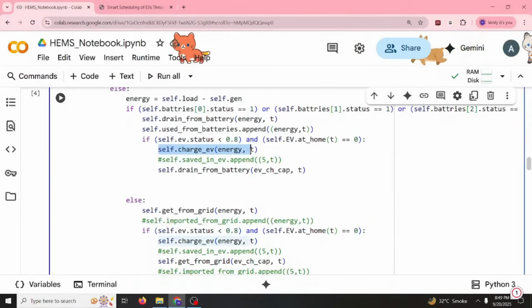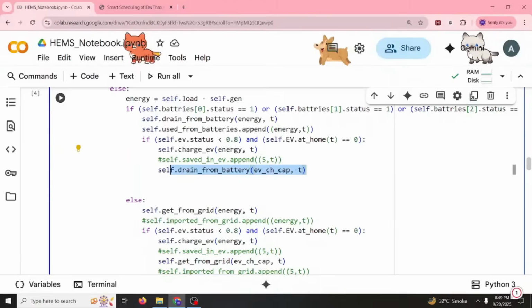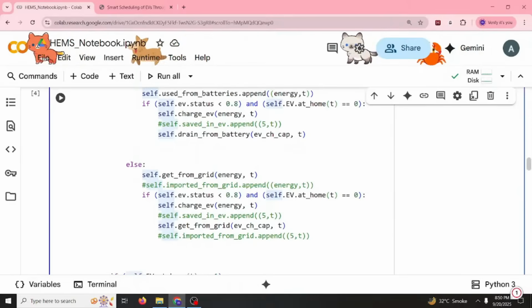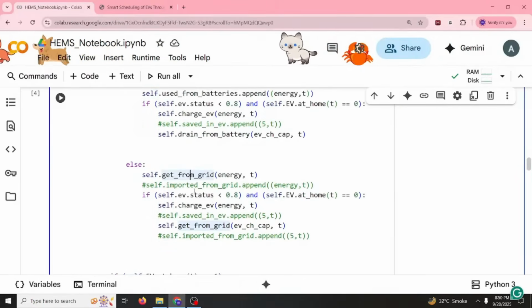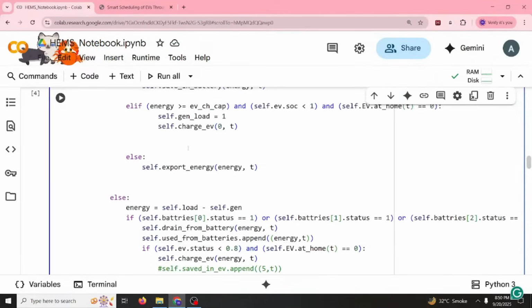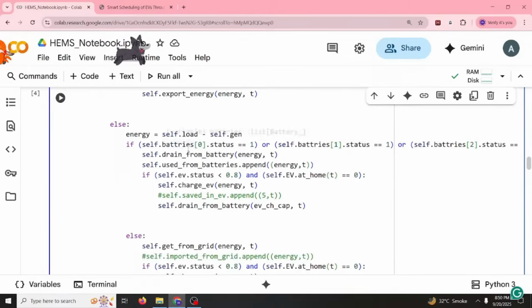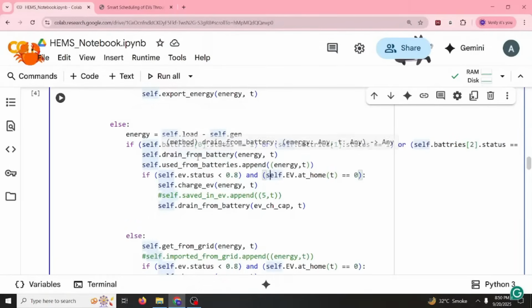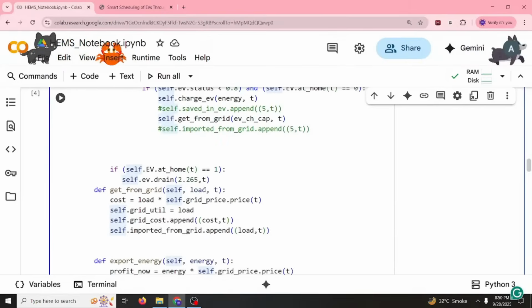And if the EV status is less than 80% and we have to charge the EV, then we will just discharge from the battery and charge the EV. Similarly, if we do not have energy at home, we can get it from the grid, and if the EV state is less than 80%, we have to charge the EV at the very first priority. So these two conditions are, first, that we have excess energy at home, and second, that we have lesser energy at home. In that state, we are actually draining from the battery and charging the EV.